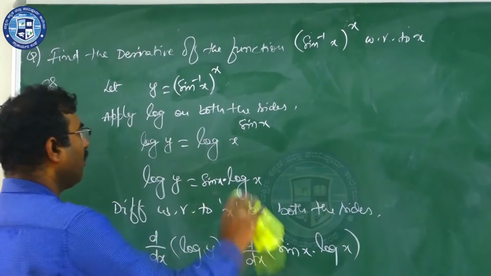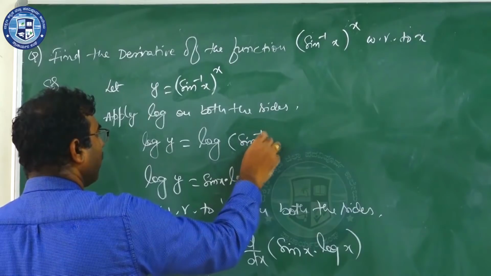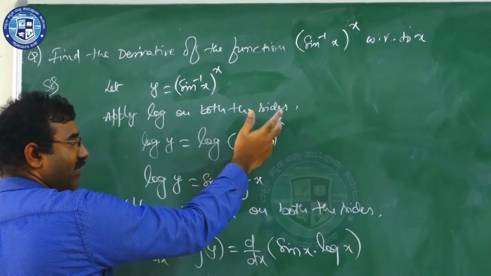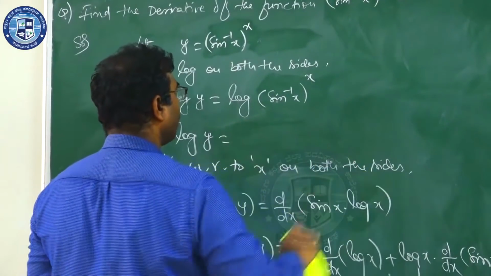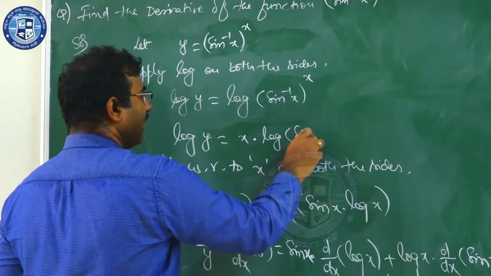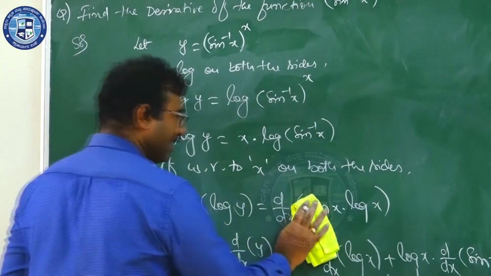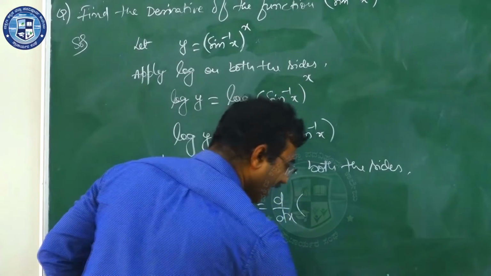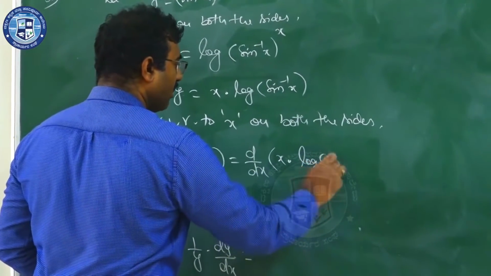Apply log on both the sides. Then what happens here? log y is equal to log of sin inverse x whole power x, right? The power will come to the front of the logarithm. So we'll get log y is equal to x log sin inverse x. Now we differentiate with respect to x on both the sides, and we will observe what happens. d by dx of x into log sin inverse x.